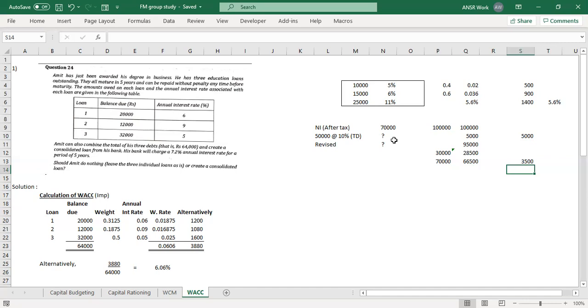So we have to add 30%. No, not necessarily. Just think about it a little bit. What I asked was, net income after tax is 70,000. Your tax rate is 30%. What is the net income before tax?